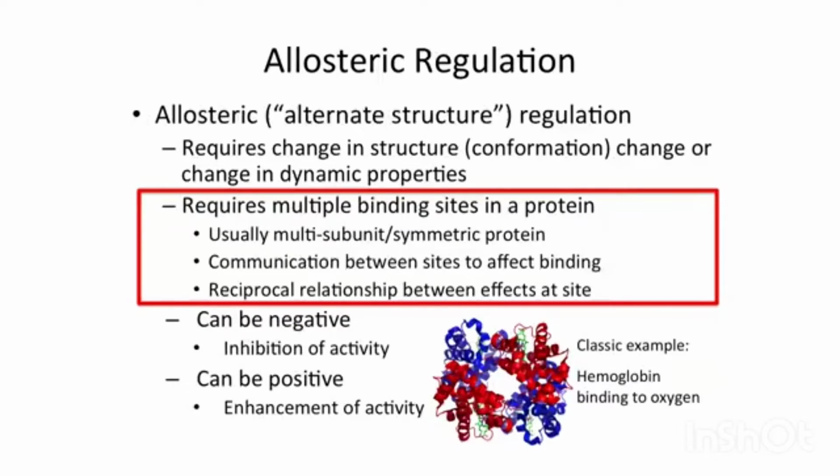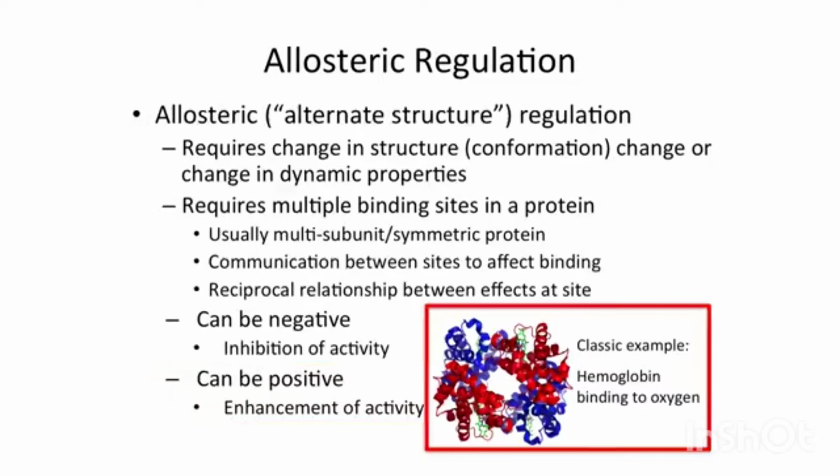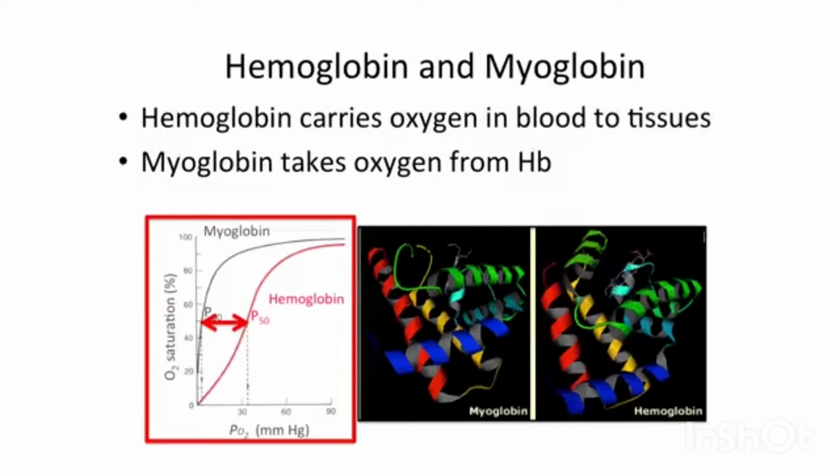The communication occurs through the structure of the protein, and there are reciprocal relationships between the effects at these sites. So you can have negative inhibition of activity, as we have seen in the pathways, or it can be positive. You can enhance activity. So negative regulators, positive regulators. And a classic example of allostery is actually hemoglobin binding to oxygen. We have two different subunits, and if you remember, we have myoglobin and hemoglobin.